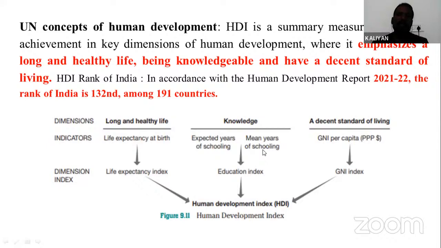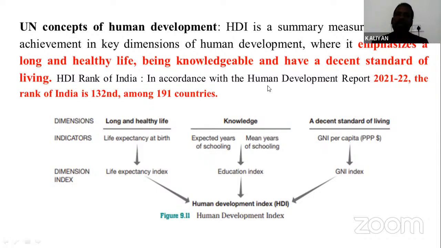In knowledge and education they calculate two indicators. One is expected years of schooling and the second is mean years of schooling, the average years of schooling and the age at which children start schooling. And the third one is GNI per capita. So based on the economic side, they calculate the human development index.